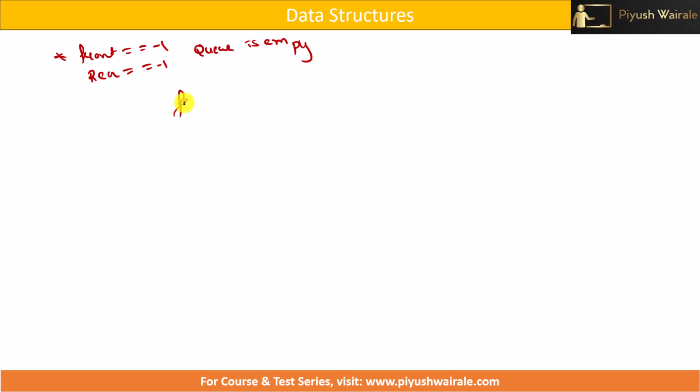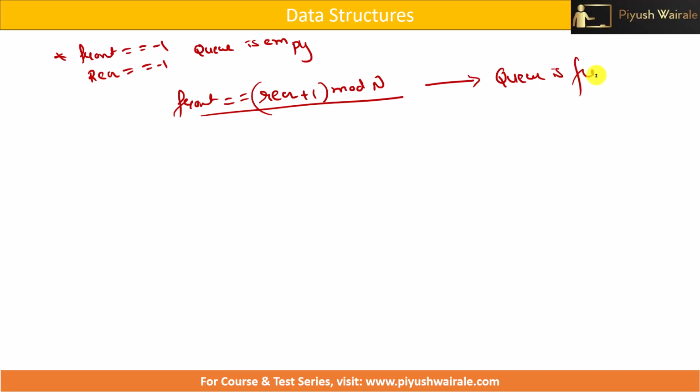Now, when the value of front becomes equal to rear plus 1 mod n, in that case, what can we say? We can say the queue is basically full. It means it's the overflow condition here. Can we say like that? Yes. So for the overflow condition, front equals rear plus 1 mod n.